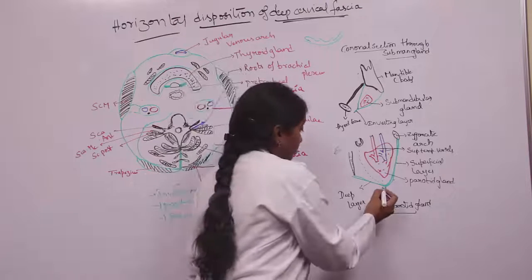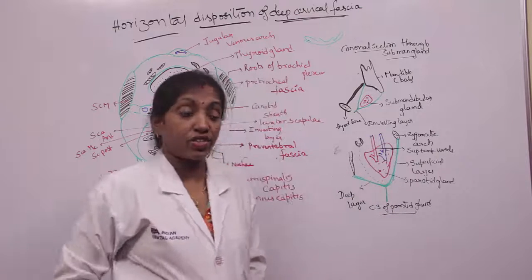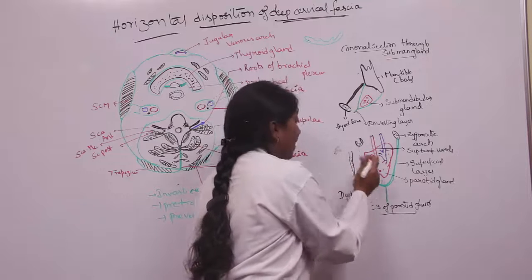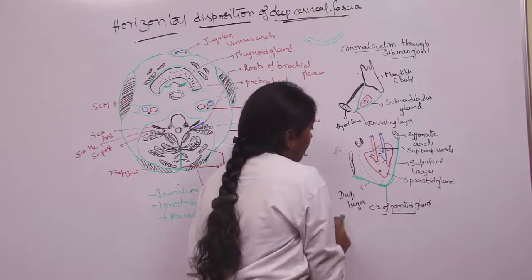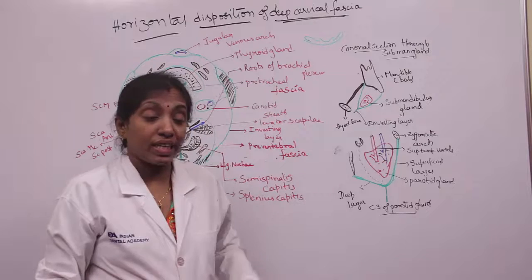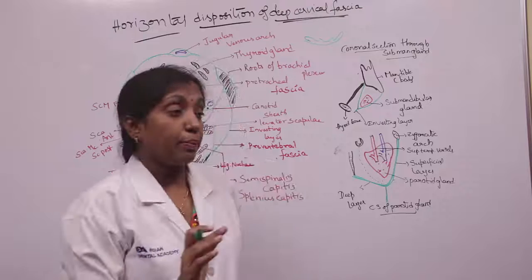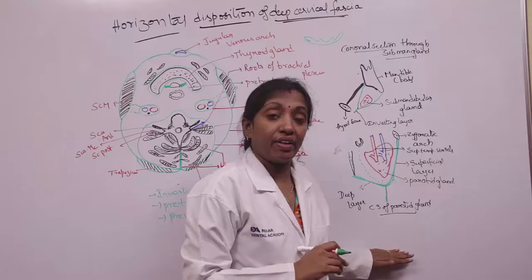Coming to the deep layer of the investing layer of deep cervical fascia, it is attached to the styloid process and also to the tympanic plate. From the styloid process, it is thickened to form one ligament called the stylomandibular ligament. So that is the vertical extent of the investing layer of deep cervical fascia.